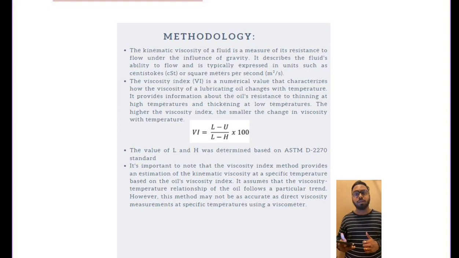So, as a conclusion, in this methodology, we can say a viscometer can give a more accurate reading rather than using an estimation of kinematic viscosity at a certain temperature.